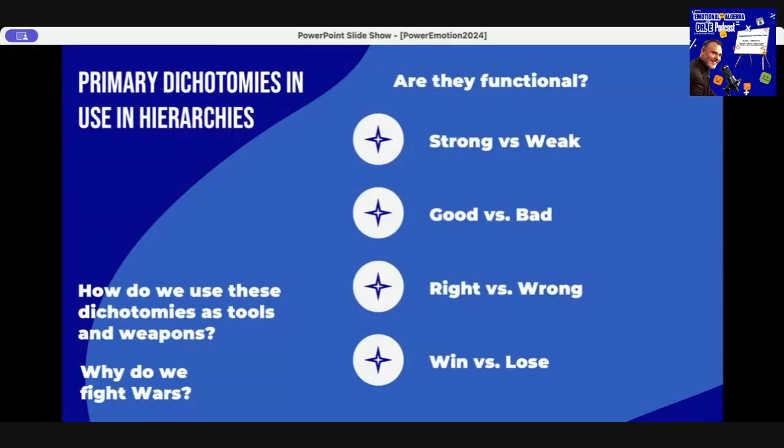Your homework this week is to look back and recognize not only the dichotomy you might be coming from, good, bad, right, wrong, strong, weak, win, lose, and or the combination. Am I looking good and right, strong and right, good and strong, good, strong, and right? Look at those variations, and also be aware of what other people are using and how they might be expressing themselves in those dichotomies.